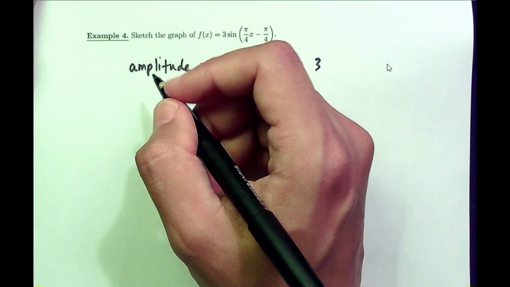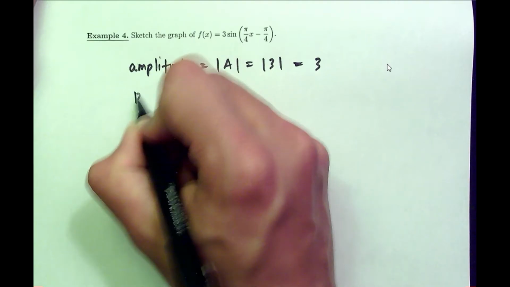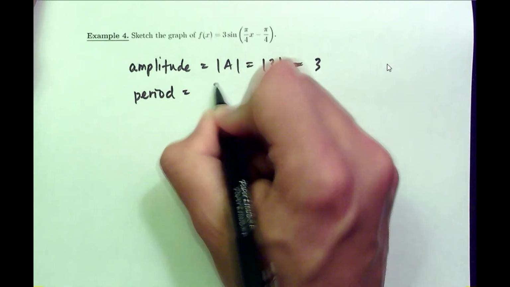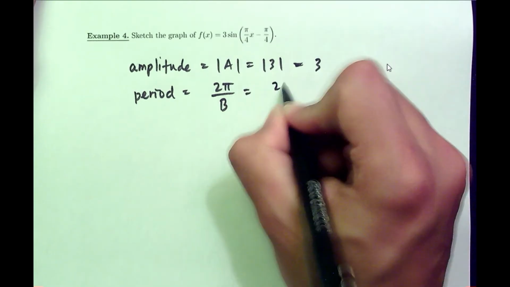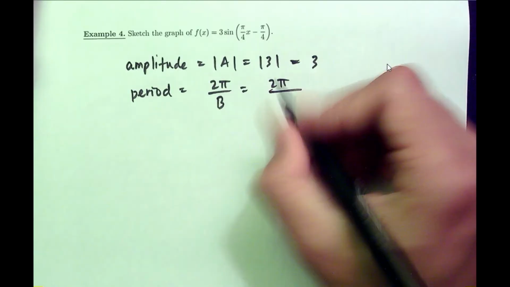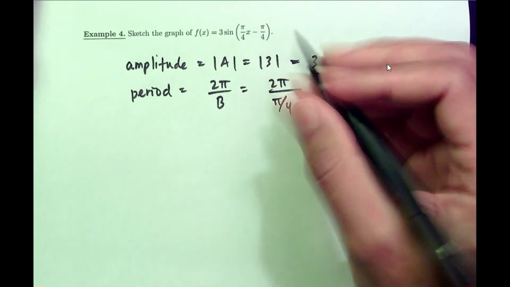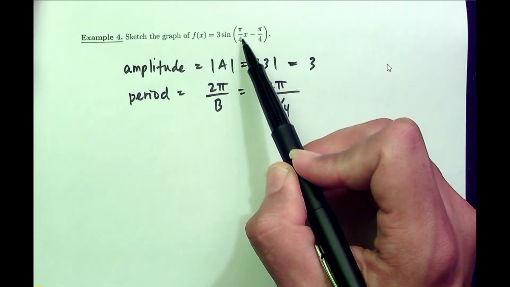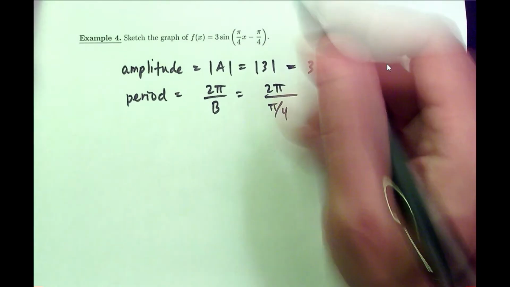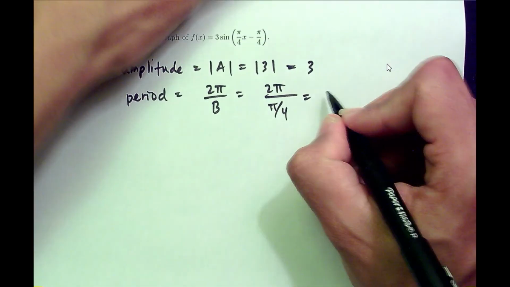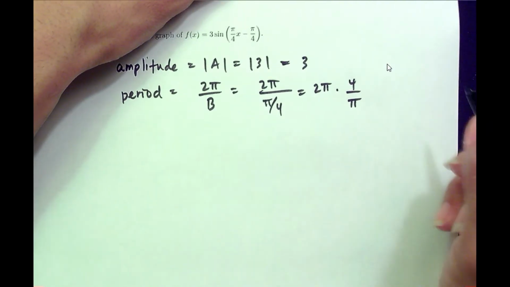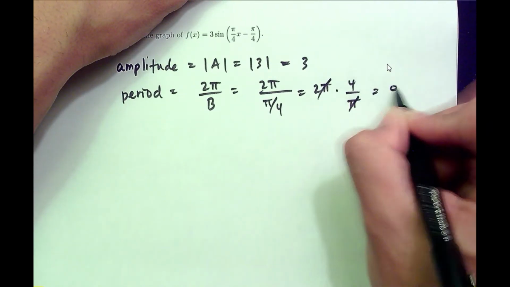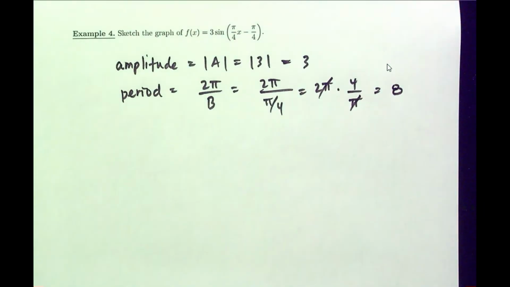Then we need the period. The period is 2 pi over B. Okay, and then we plug in what B is. B is pi over 4 in this problem. It is the coefficient of the x, the number that is right in front of the x. So B is pi over 4. And then simplifying, what is that? You get 2 pi times 4 over pi. And canceling the pi's, you get 8. So the period is 8. This graph is going to repeat itself every 8 units.